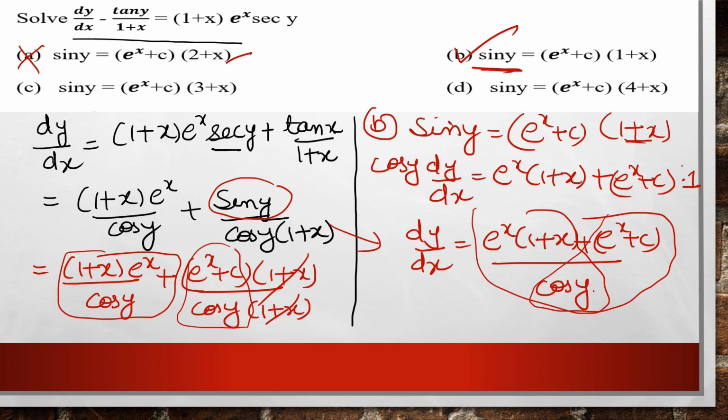In fact, you can get the idea that if you place 3 plus x, obviously you'll get 3 plus x here, but in given dy over dx, we have 1 plus x here. So obviously option C will not be correct, D will also not be correct. Okay. Now move to the next question.